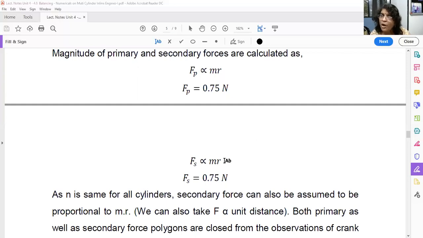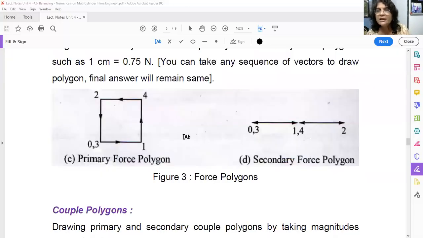For all the forces, n is common, omega square is also common, and even m into r is common. But we have to take a certain length, that's why we are taking m into r, so that is also 0.75. So you can now draw both the polygons having equal length of each vector. And as I told you in the earlier lecture, the sequence is immaterial. You can take any sequence to draw the polygon.